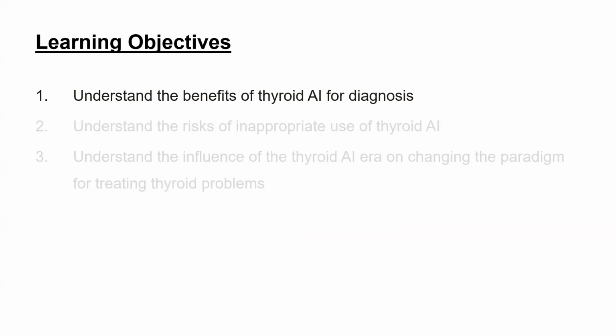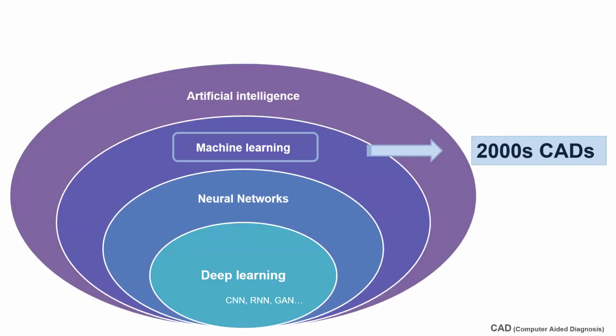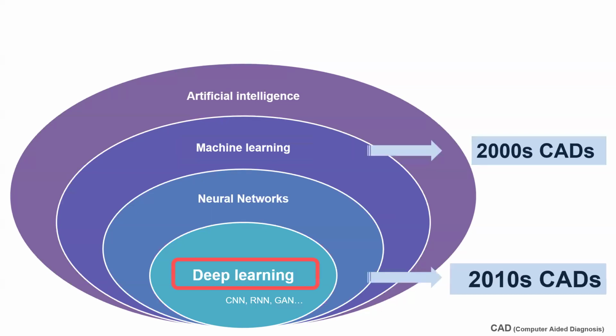Now, let's look at the benefits of thyroid AI for diagnosis. In the 2000s, CAD in a variety of sectors were built using machine learning, but they were not widely used because of poor performance. In the 2010s, CAD was developed using deep learning and has proven to be quite effective. Thus, the CAD discussed in my talk today are deep learning-based ones.